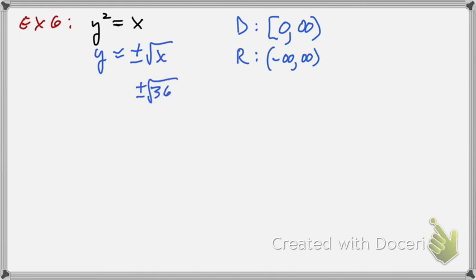We need juniors with the last name starting A through C. Please report to room 103.